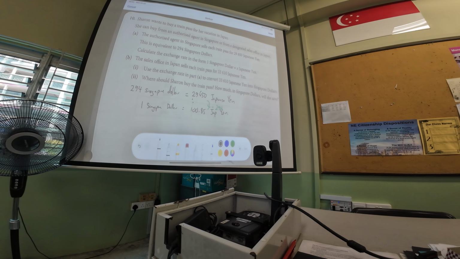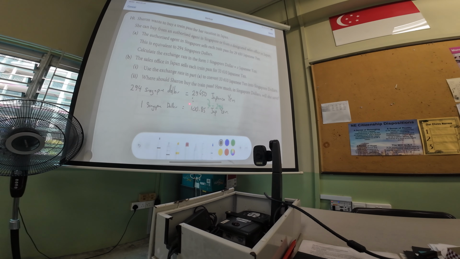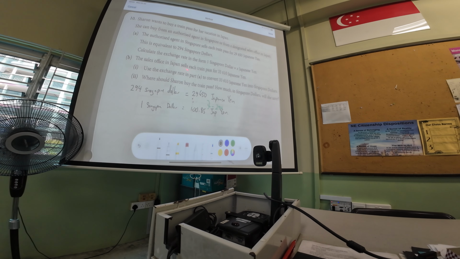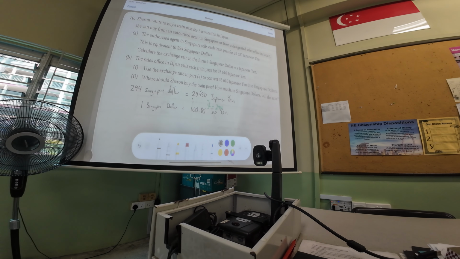We have an exchange rate already. This is our exchange rate. Every 1 Singapore dollar changes 100.85 yen. Then the whole story in part A is Sharon buys this ticket from an agent in Singapore. Then she can also go to Japan and buy from Japan. Then Japan is selling it at 33610.